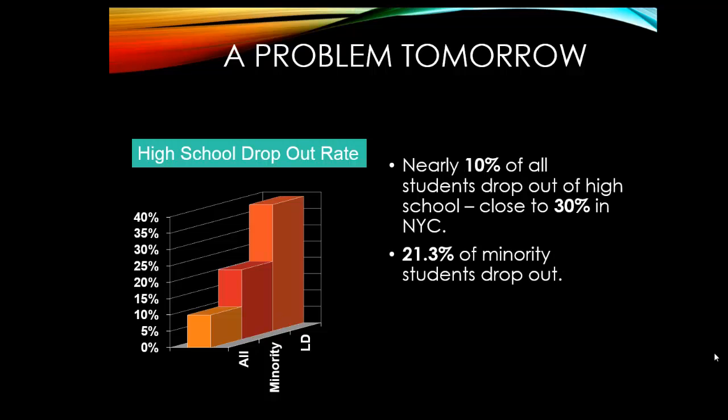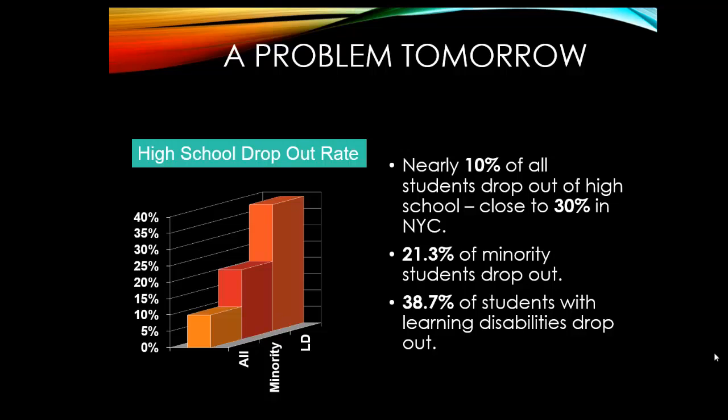As I said, nearly 10% of all students drop out of high school. In New York City, it's close to 30%. Minorities, 21.3%, and learning disabilities, almost 40%, which is the reason we need to take action and take it now.